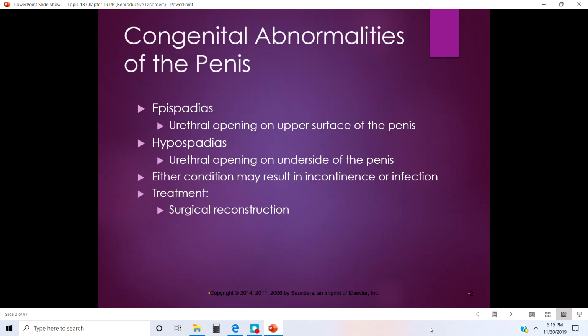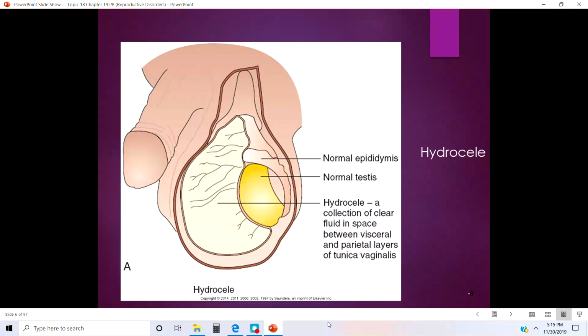So let's take a look at the two congenital abnormalities first. First of all, we know that congenital means present at birth, right? So this was some type of problem with the development of, in this case, the penis in the male. So the two conditions we're going to look at are known as epispadias and hypospadias. Let's go to a picture real quick.